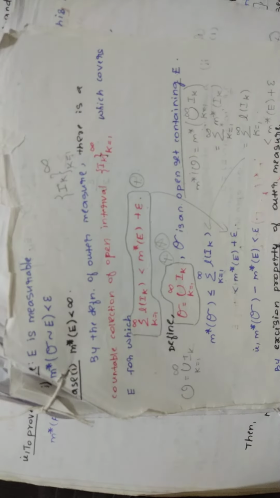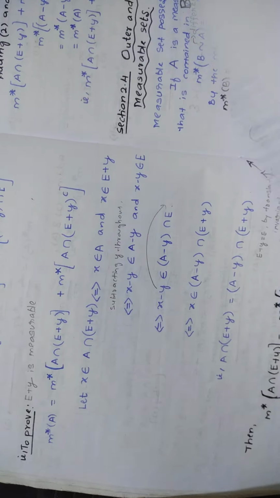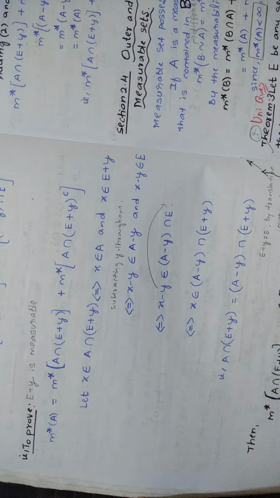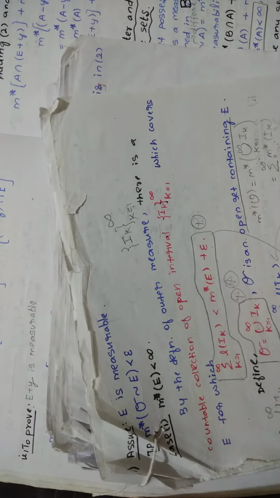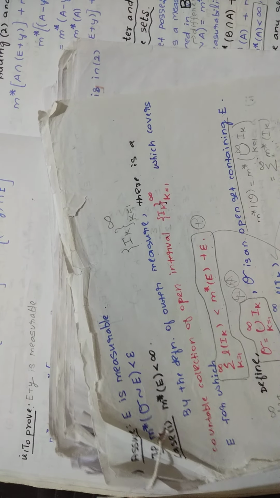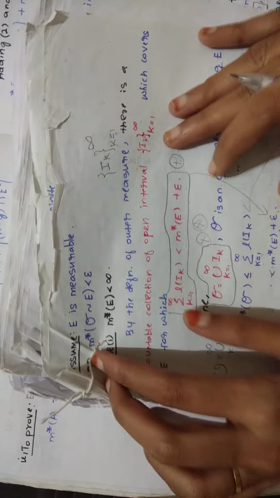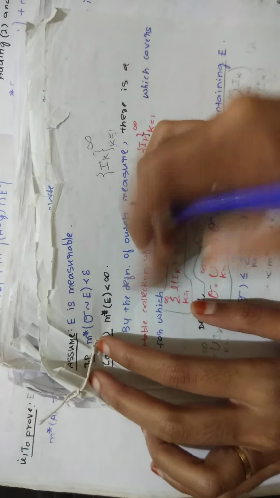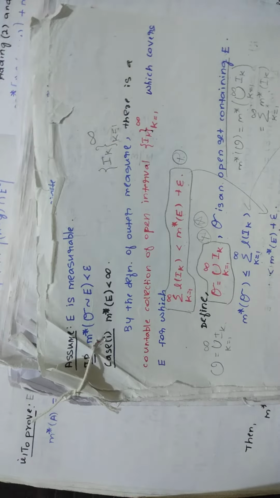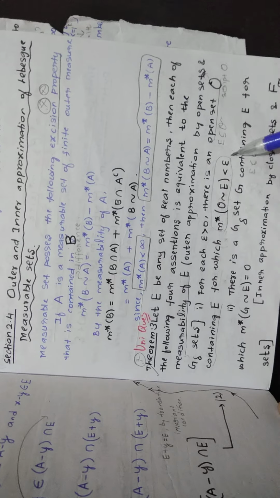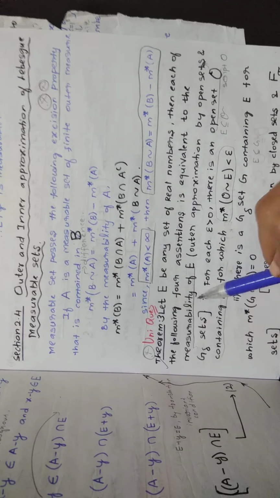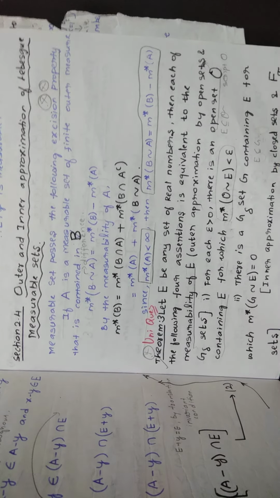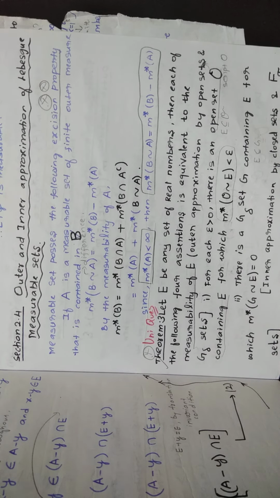Nothing is there in the statement to think more about. What you are doing is assuming E is measurable. In the statement they have given you the measurability of E. So you are assuming E is measurable and you will prove m star of O difference E is less than infinity. In the first condition, that is what we have to prove: m star of O difference E less than infinity. So let's see the proof.